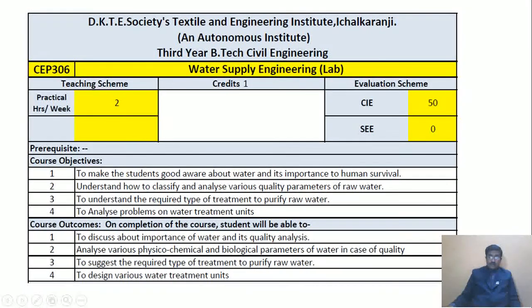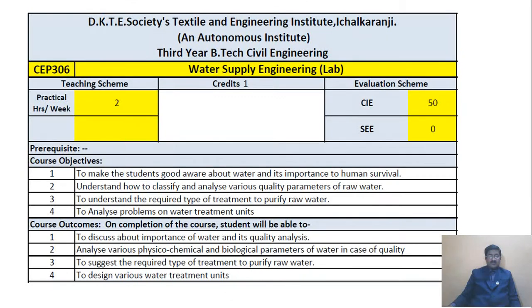What are the course outcomes? On completion of the course, students will be able to discuss the importance of water and its quality analysis. They can analyze the various physico-chemical and biological properties of water in case of quality. They can suggest the required type of treatment to purify the raw water, and they can design various water treatment units.